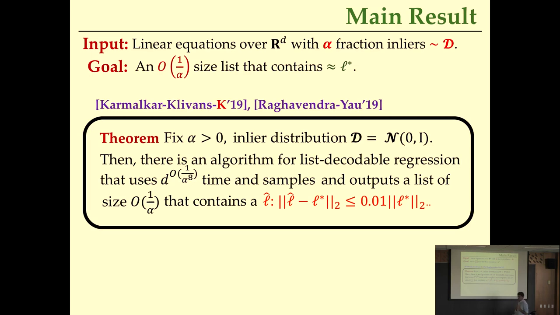Is it conceivable that one can make sure that L star belongs to that list? Good. So information theoretically, yes. And in fact, I'll hopefully be able to prove it to you today. But computationally speaking, I don't know, and it's possible that we can't. So what's the dependence on the 0.01?